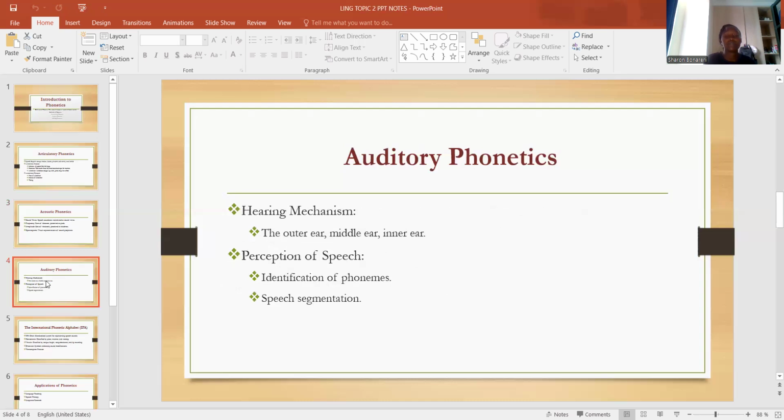And then the next subfield is auditory phonetics. In this case, we look at the hearing mechanism and perception of speech. Here we'll be talking about the ear itself, which is the outer ear, middle ear, and inner ear. And then perception of speech: we look at identification of phonemes and speech segmentation.